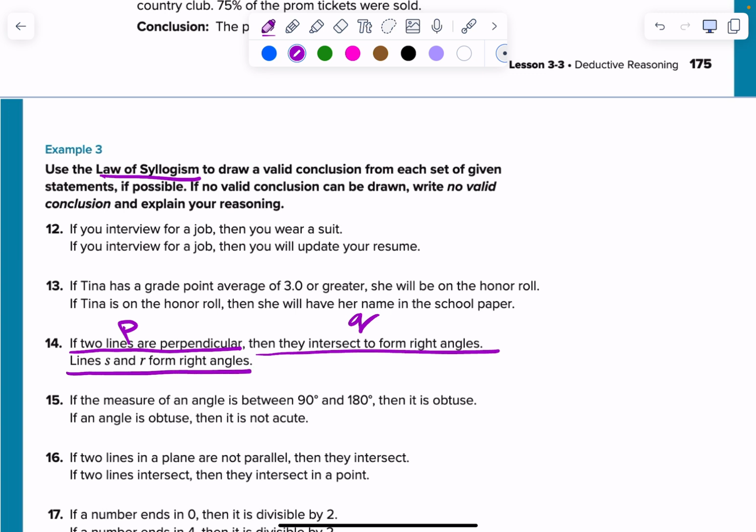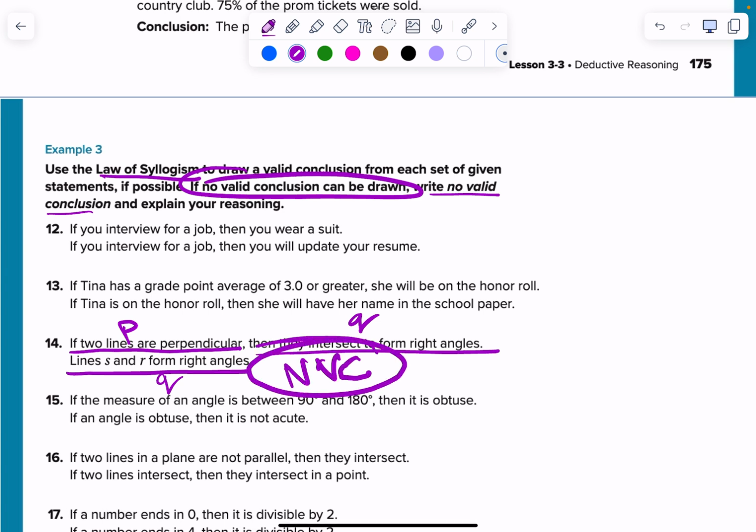Lines S and R form right angles. That's like Q again. So wouldn't it use the other law, not the law of syllogism? Correct. So no valid conclusion can be drawn. If no valid conclusion can be drawn, write no valid conclusion, NVC. On 14. Does that make sense? Yeah, there you go. Not enough information. No valid conclusion.